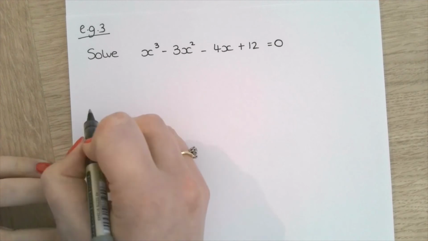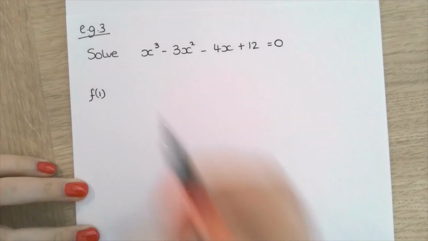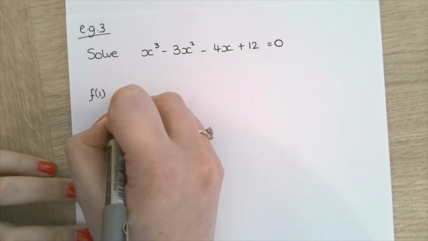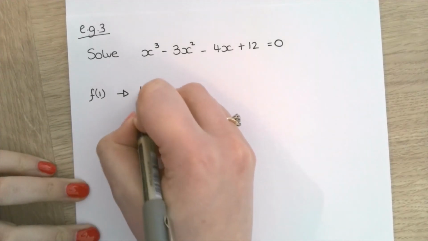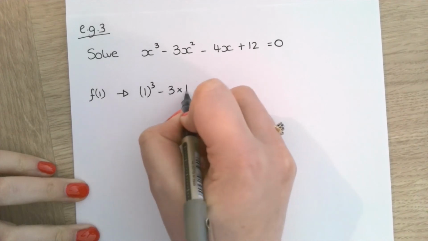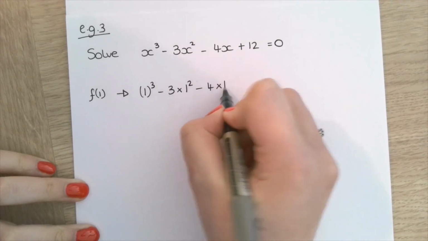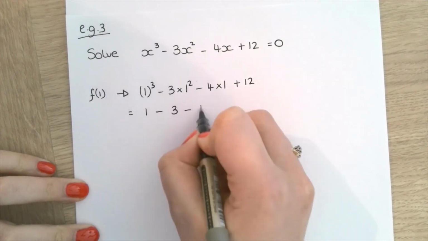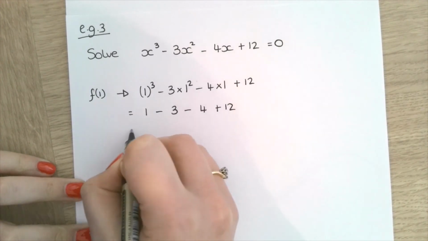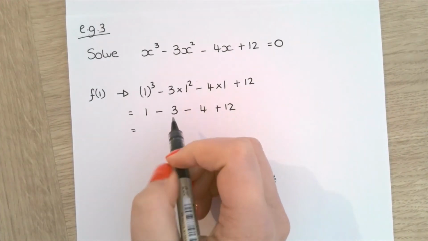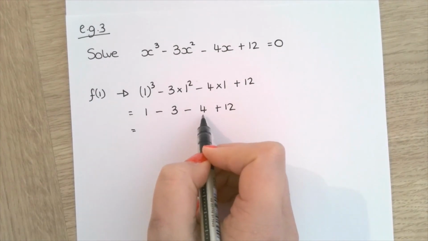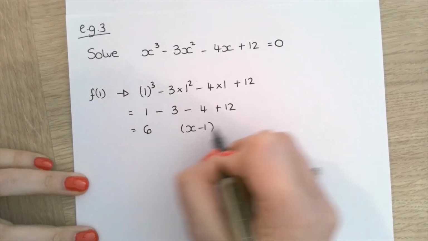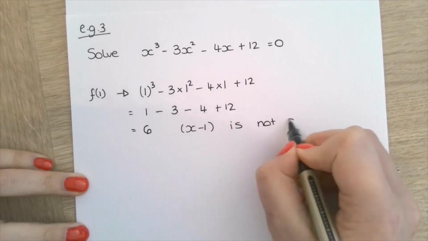So, using the factor theorem, I'm going to start with the easiest one, f of 1. Let's see. So, 1 cubed minus 3 times 1 squared minus 4 times 1 plus 12. That's going to get me 1 minus 3 minus 4 plus 12. 1 minus 3 is minus 2. Minus 4 is minus 6 plus 12 is 6. So x minus 1 is not a factor.